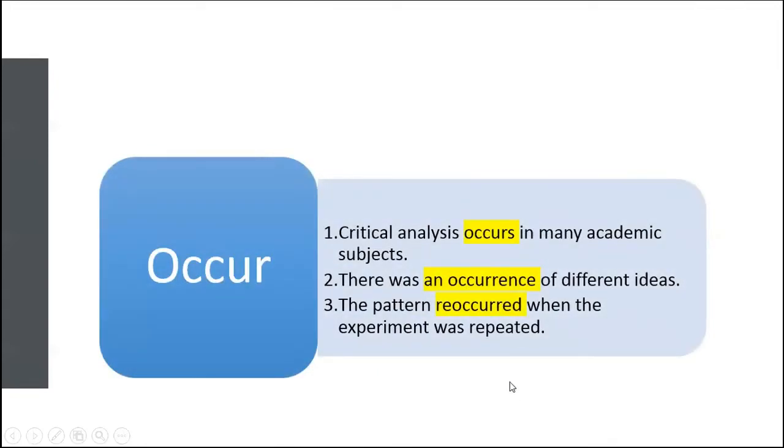Occur. Critical analysis occurs in many academic subjects. 2, there was an occurrence of different ideas. 3, the pattern reoccurred when the experiment was repeated. Number 2, an occurrence, so there's the noun form. Number 3, reoccurred, so it happened again.